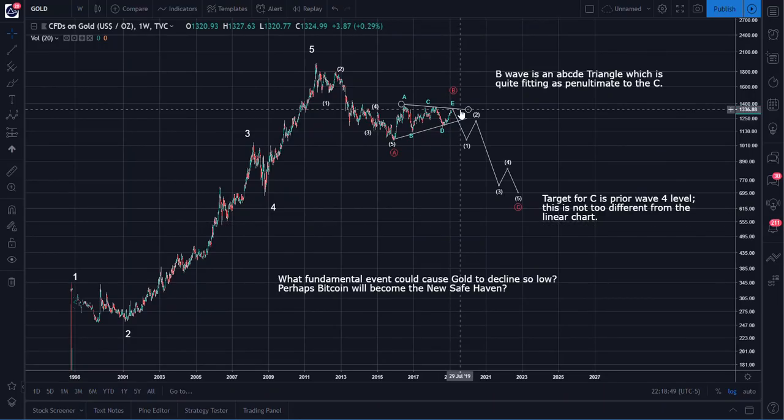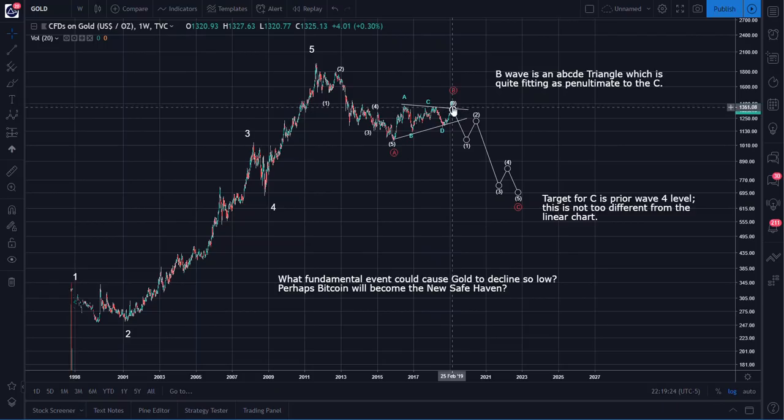Now, unlike the linear chart, the B wave is sequencing as an A, B, C, D, E Elliott wave triangle. Very fitting. Triangles are always penultimate to the final outcome. That's why it's usually a wave 4, or in this case, wave B, prior to the completion of the wave C. So if we have this A, B, C, D, E, 3 wave swings each, you can see 1, 2, 3, wave BC, 1, 2, 3, and so on.